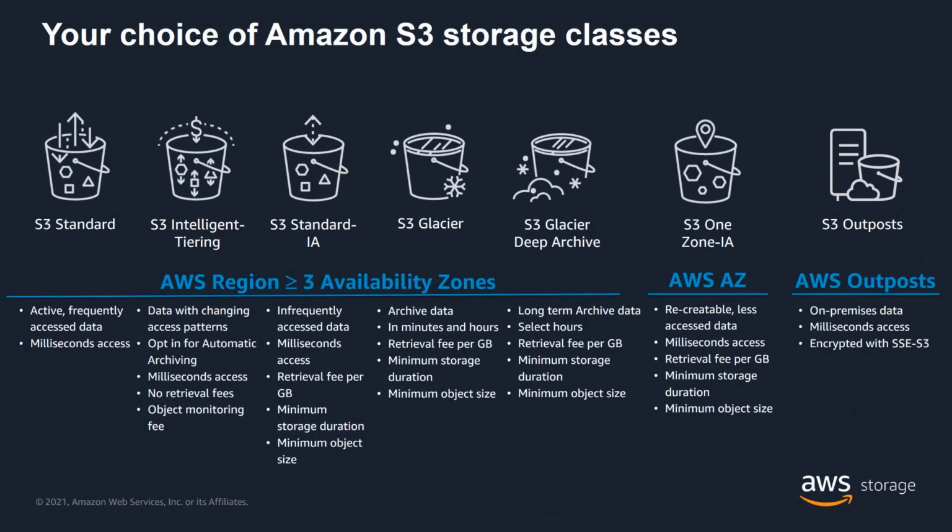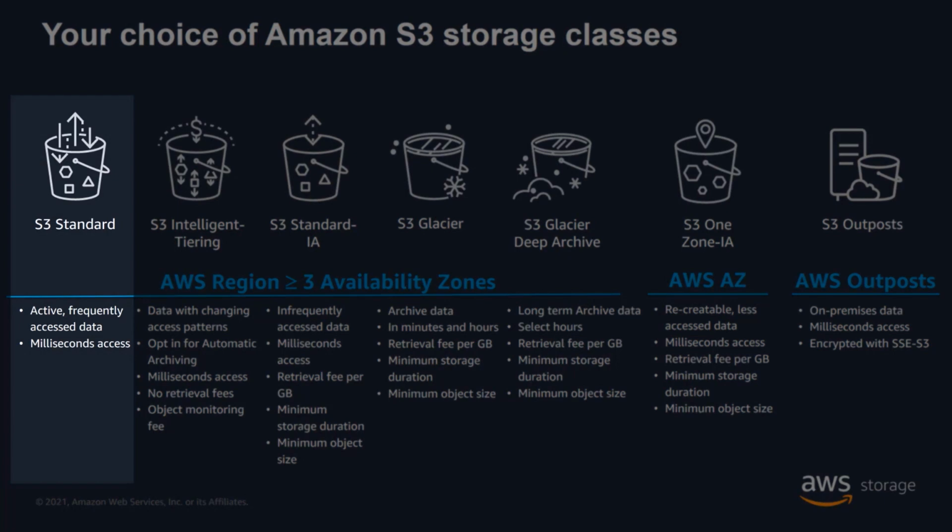Amazon S3 offers a range of storage classes designed for different use cases. S3 Standard is designed to provide high durability, availability, and performant object storage for frequently accessed data. S3 Standard is the default storage class for uploads, although you can specify a different storage class when you upload an object.